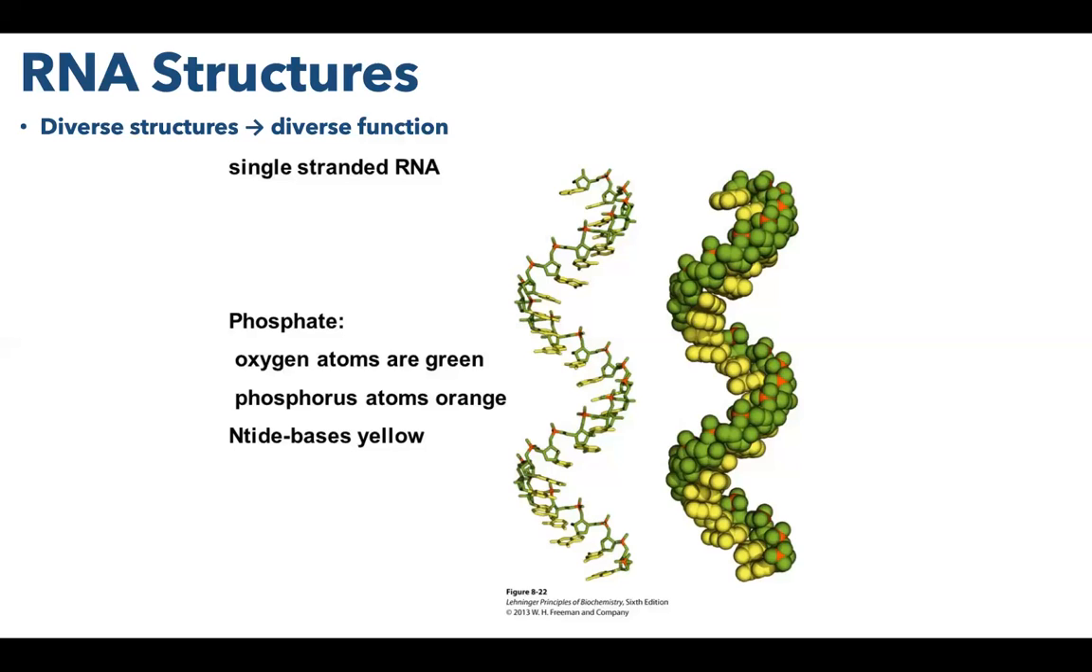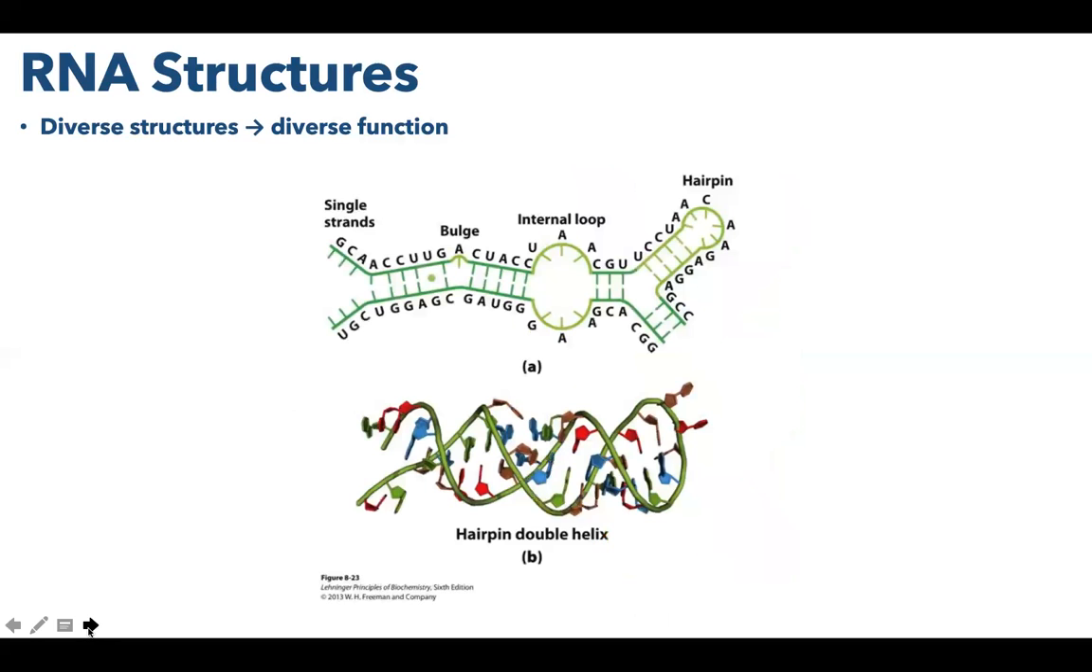Number one, your RNAs occur single-stranded. So they are single-stranded molecules unlike your DNA. Most of these RNA structures would initially assume a right-handed turn as a single-stranded RNA. However, we have seen that RNA molecules display secondary structure.